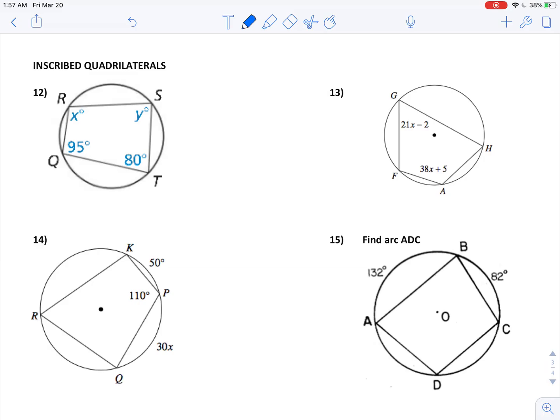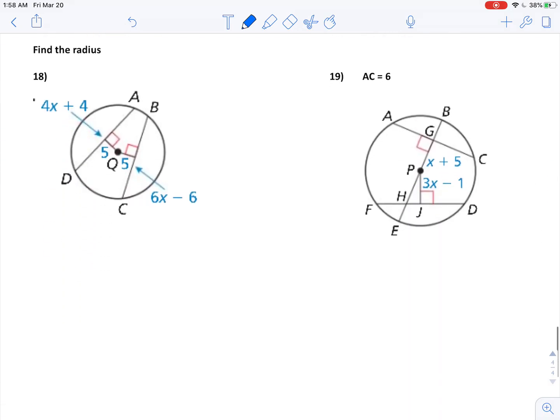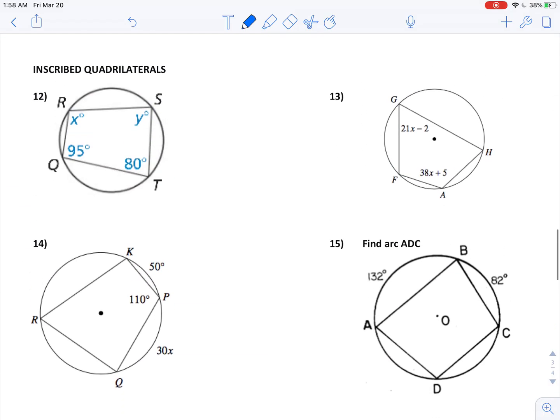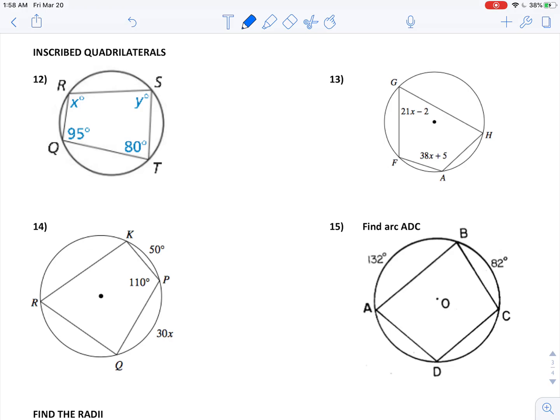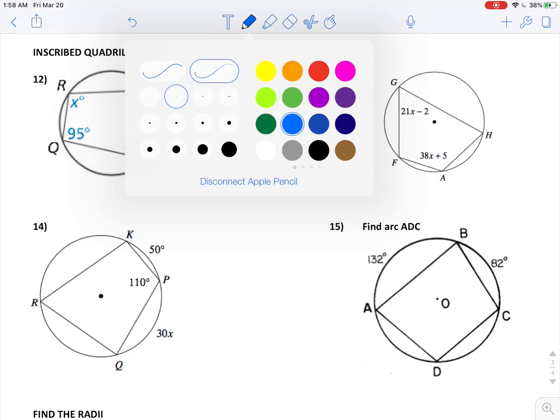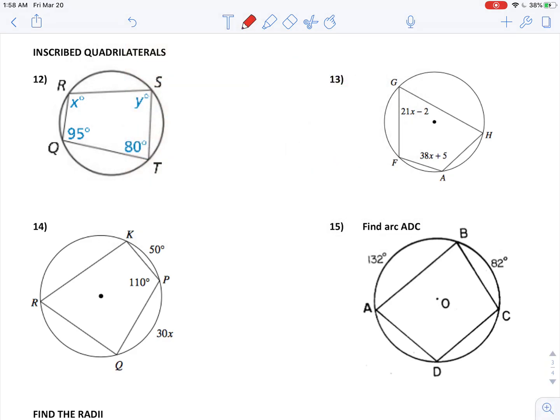And we've got some inscribed quadrilaterals, and then we'll find a couple radii, and I believe that's it. Yep, that's the last part that we've got for the day. So you've got to remember your inscribed angle theorem, that it's half of the arc it intercepts. But then, what do I know about these opposite angles? What do they add to? And it turns out they add to 180.